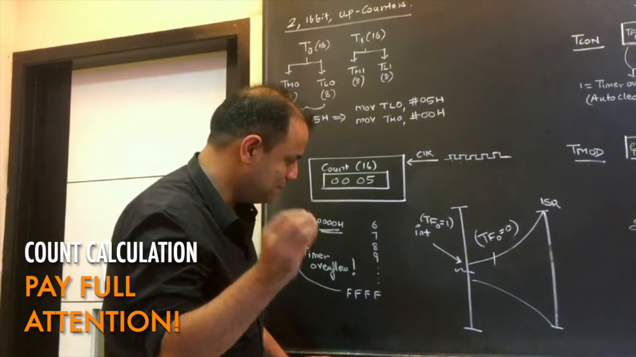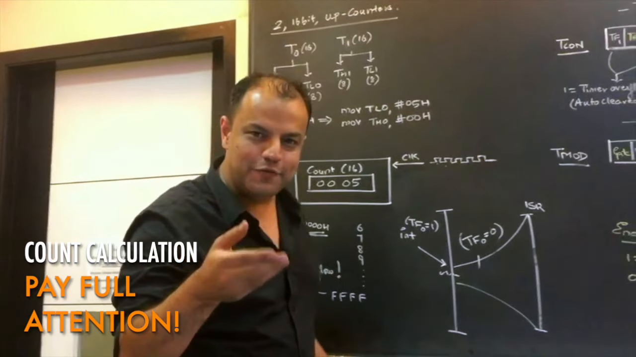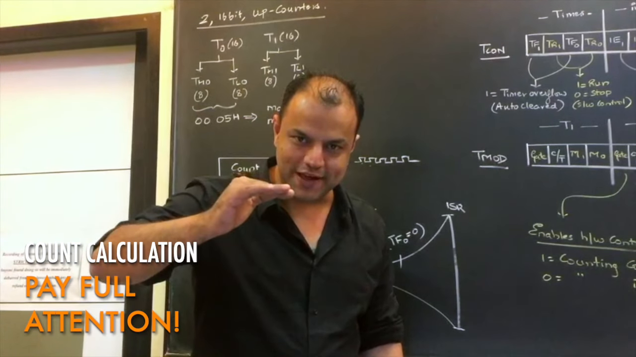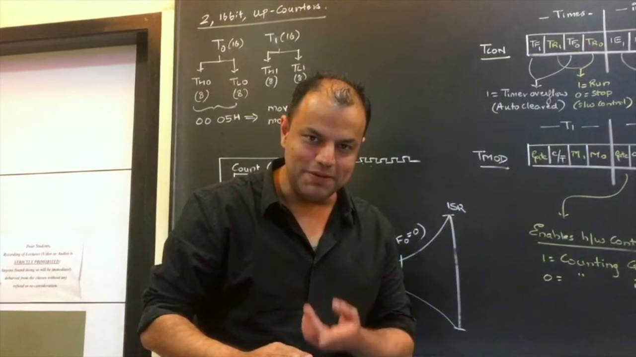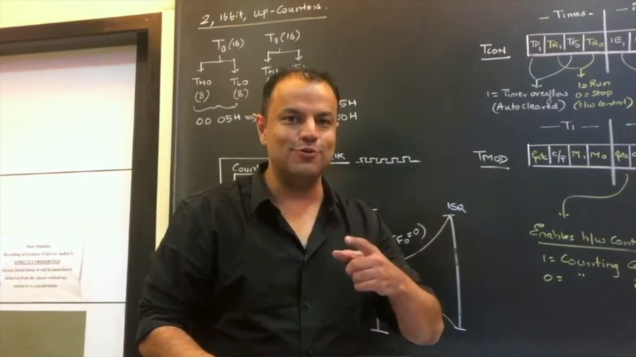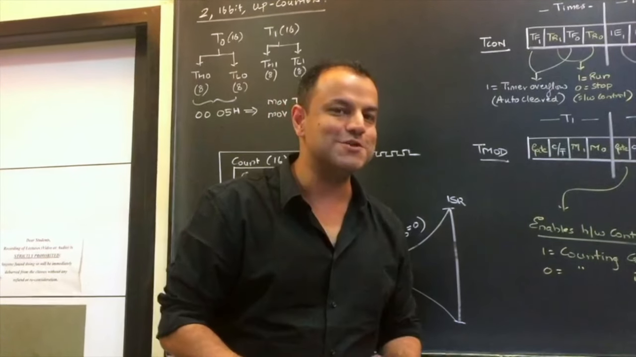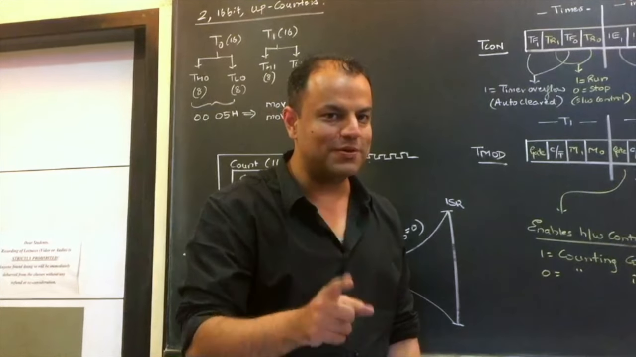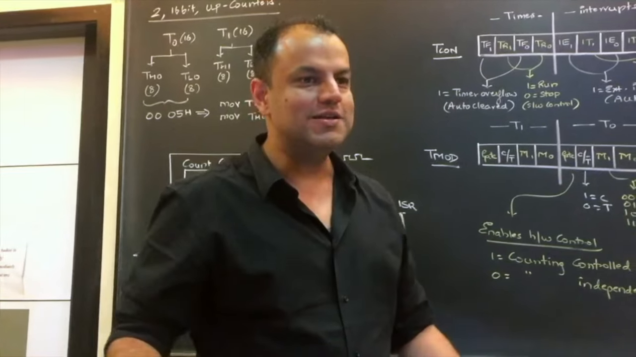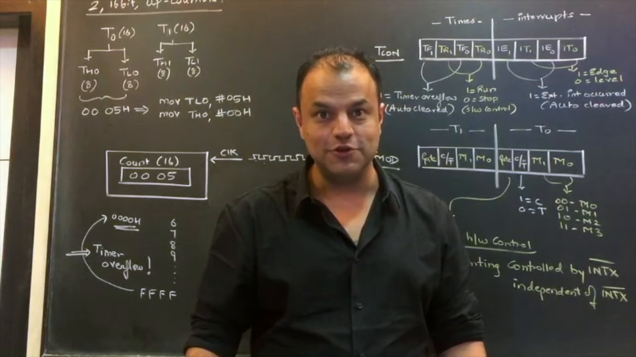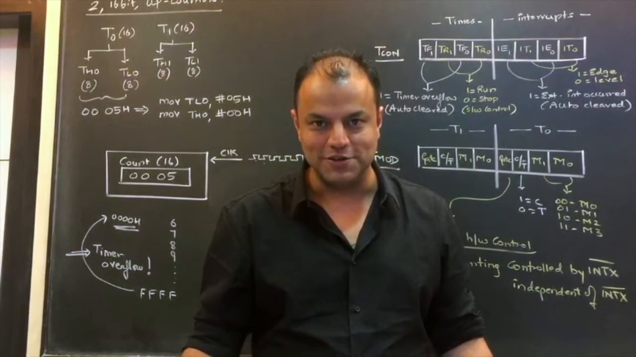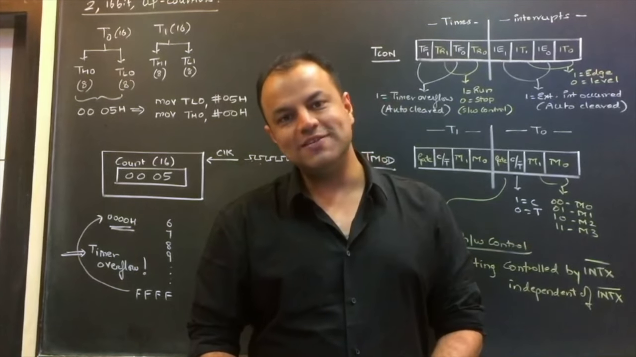Why like this? Because if you load FFFF minus 5, then after 5 pulses, you will reach FFFF. That means on the 6th pulse, you will overflow. That means you are counting 6 pulses. You wanted to count 5 pulses. That means you've given a wrong count. It's like you want to produce a delay of 5 minutes, but you're producing a delay of 6 minutes, which is not a small mistake. It's a huge margin of error. So, what's the idea?